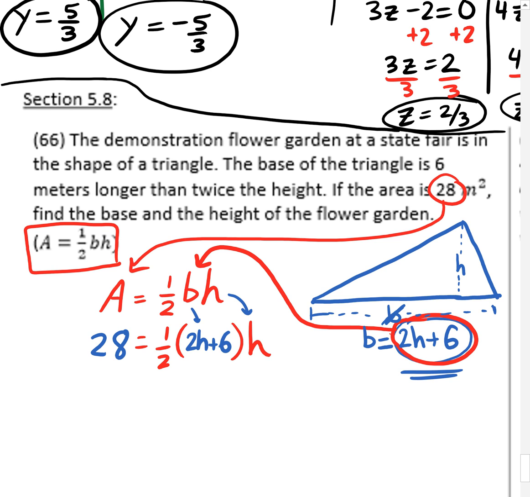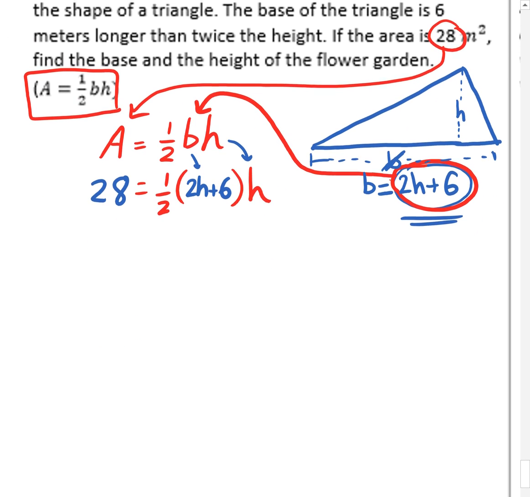And now we finally have an equation that only has one variable. I only see h and numbers, which means we're actually able to solve it. If I still had 2 variables at this point, I'd have to figure out how to get one of them in terms of the other.